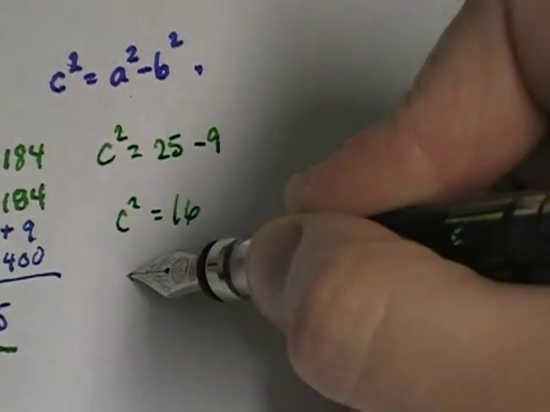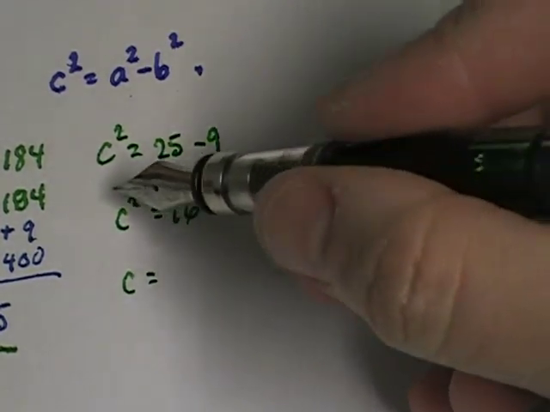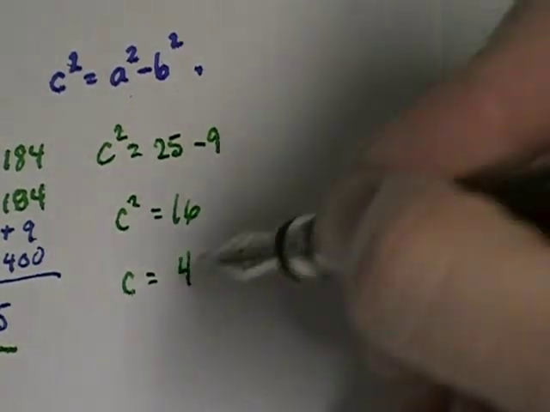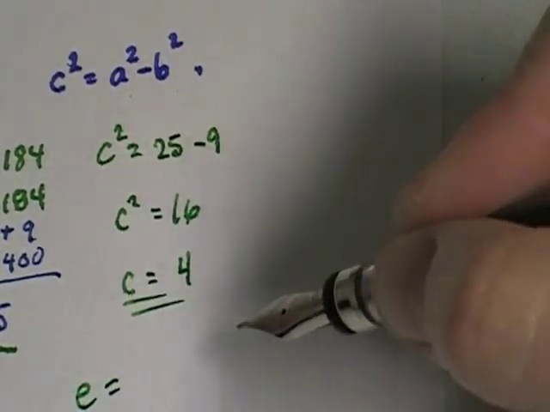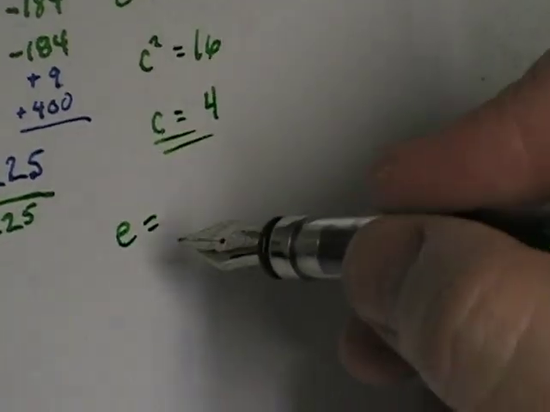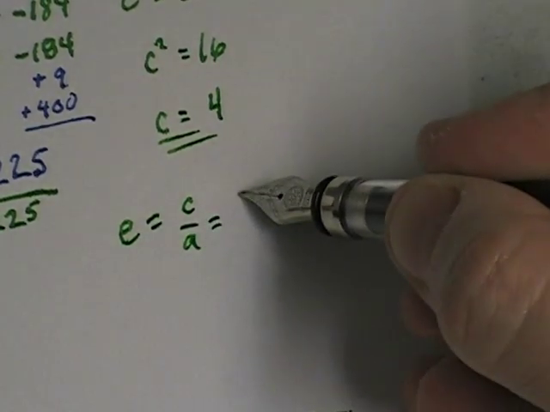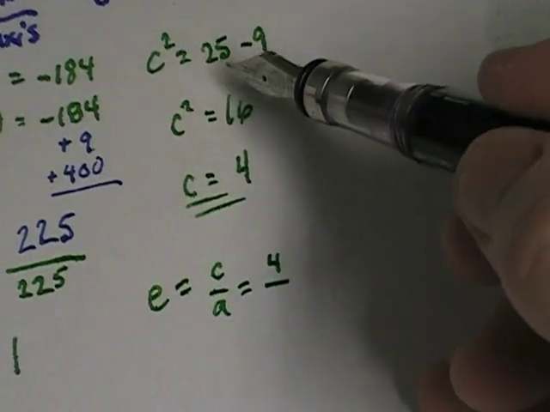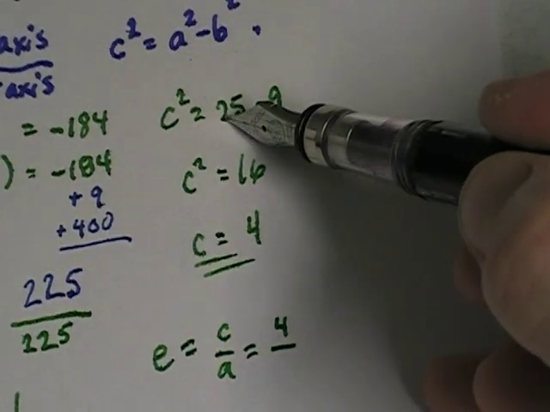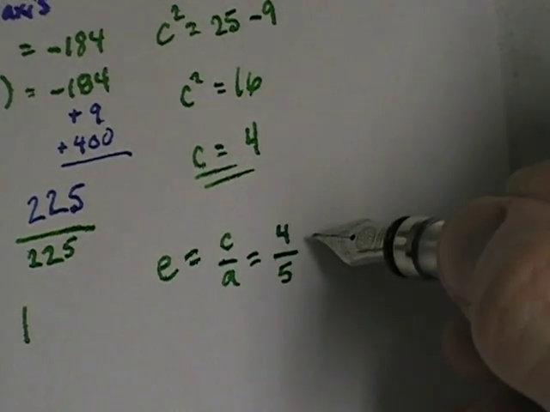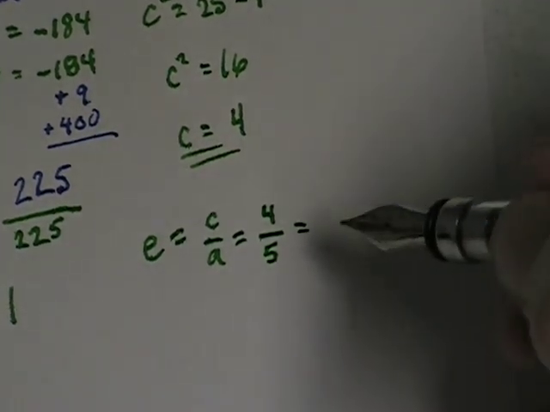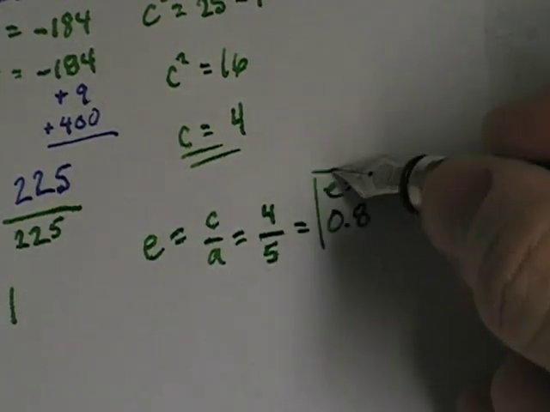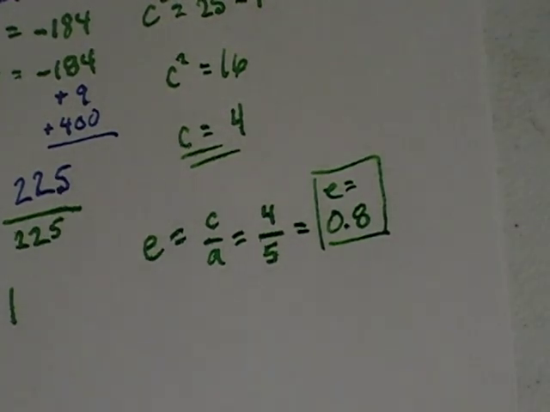c squared is 16. c, because this is a distance, an axis length, even though we know it goes to the right and to the left, we're just going to take the positive root here and say that c is 4. Well, eccentricity is c over a, which will be 4 over, well, a squared was 25, right? a squared was 25, so a is going to be 5. And eccentricity is always given as a decimal, so 4/5 is going to be 0.8. The eccentricity of this ellipse is 0.8.